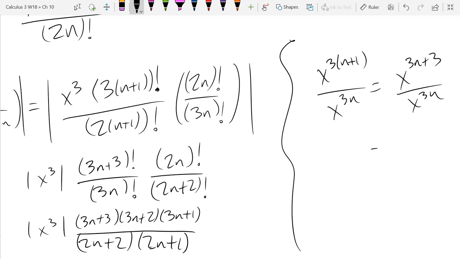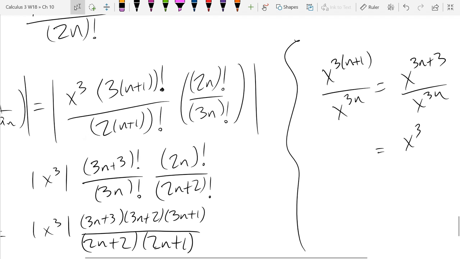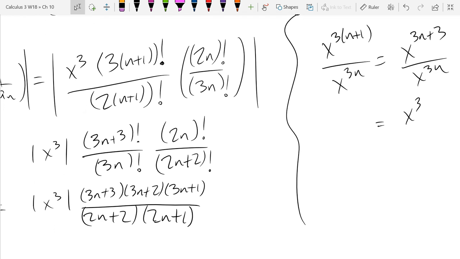So I recommend you don't skip steps until you've been doing this for a very long time. So that's the x simplification right there, how I got x cubed. The other one, simplifications are a little more straightforward. Just make sure you're very careful. You get 3n plus 3 factorial, not 3n plus 1 separately. You've got to distribute your 3.